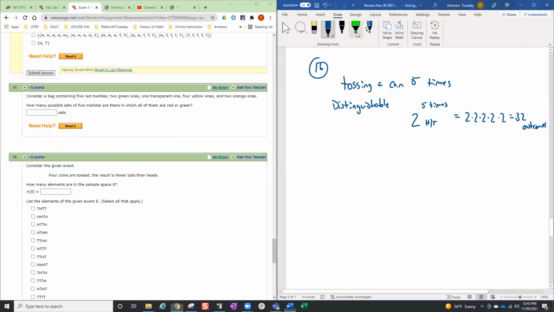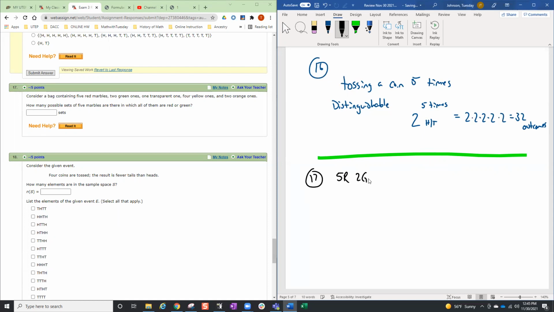All right, number 17. Consider a bag containing 5 red, 2 green, 1 transparent, 4 yellow, and 2 orange marbles. That looks like 5, 6, 7, 8, 12, 14 total marbles. How many possible sets of 5 marbles? All right, so sets of 5 marbles in which all are red or green.